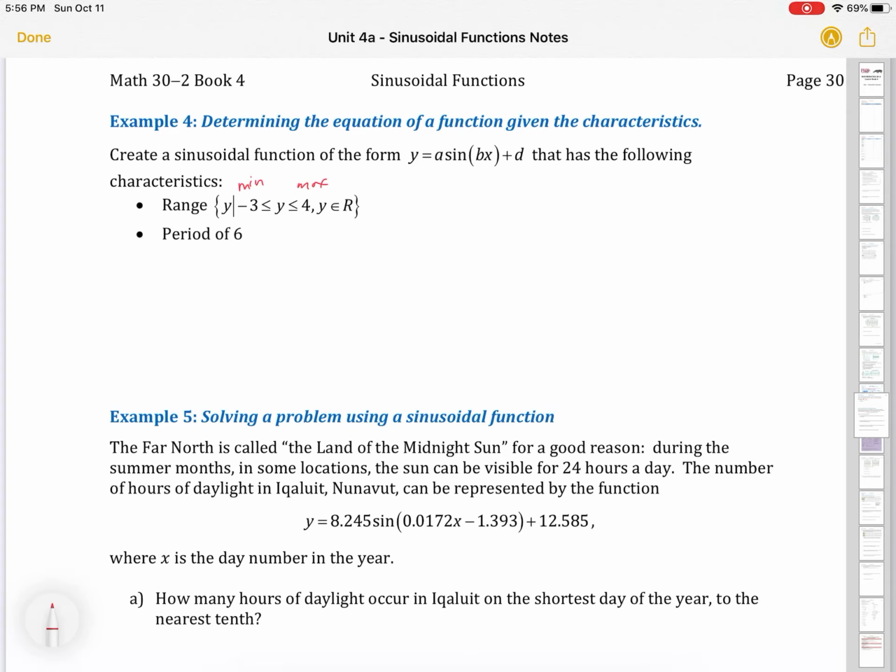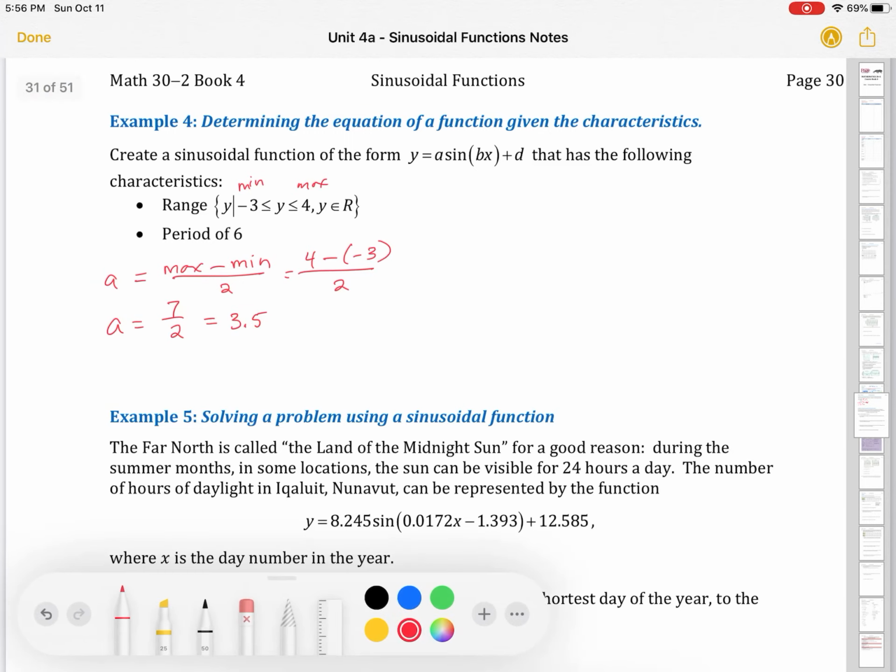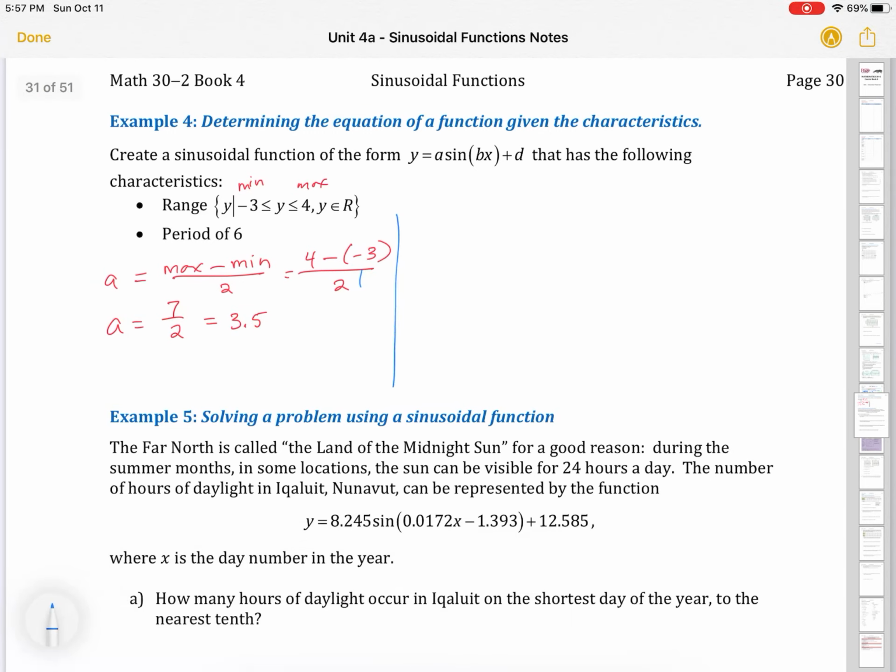Okay? So our amplitude, which is equal to A, will equal our max minus our min divided by 2. So 4 minus a -3 over 2. So A will be equal to 7 over 2 or 3.5. And yes, you can have decimals. So we have an A value. Now let's find our B value.